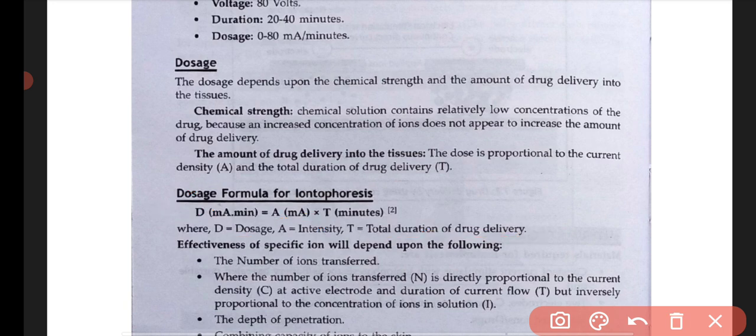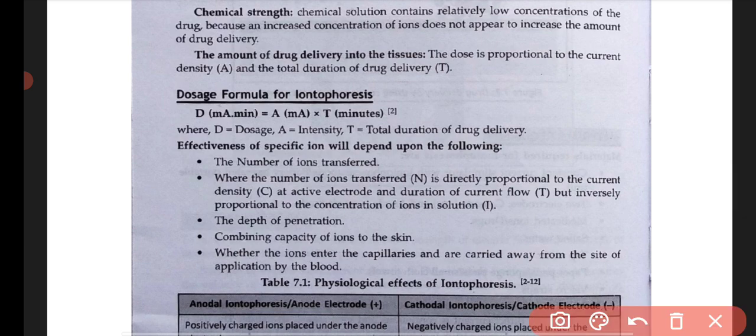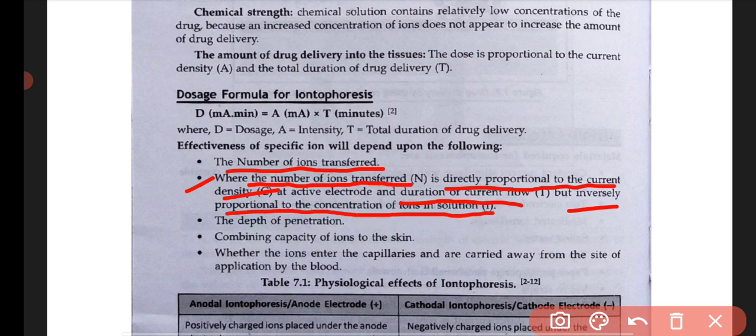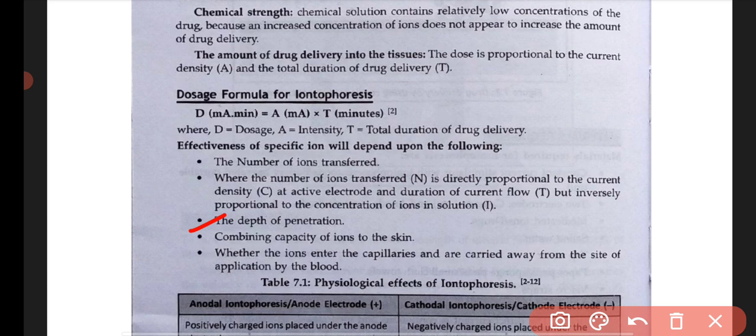The effectiveness of specific ions will depend upon the following factors. Number 1, the number of ions transferred. Number 2, the number of ions transferred N is directly proportional to the current density at the active electrode and the duration of the flow, but inversely proportional to the concentration of the ion. Number 3 is the depth of penetration. Number 4 is the combining capacity of the ion in the skin. Next is whether the ion enters the capillaries and is carried away from the site of application by the blood.